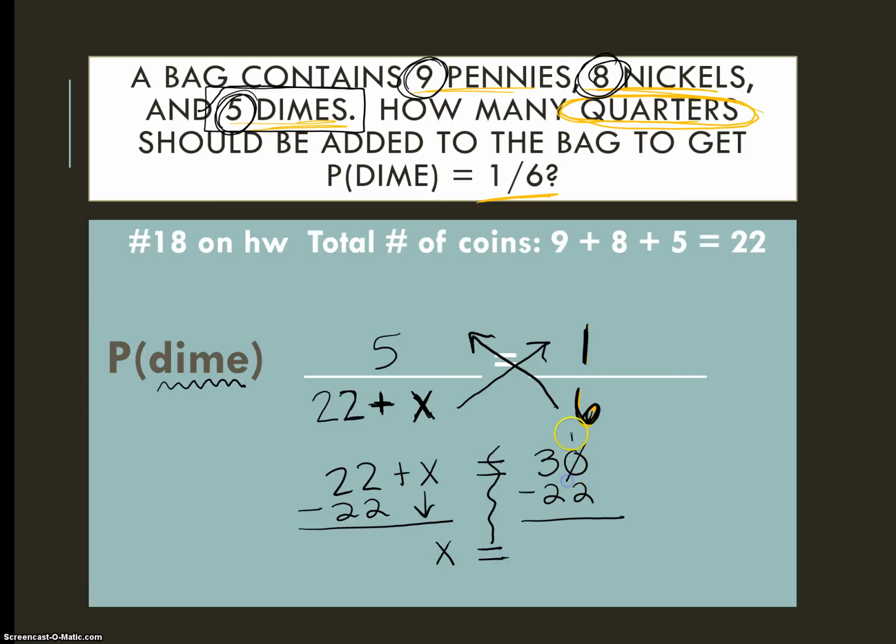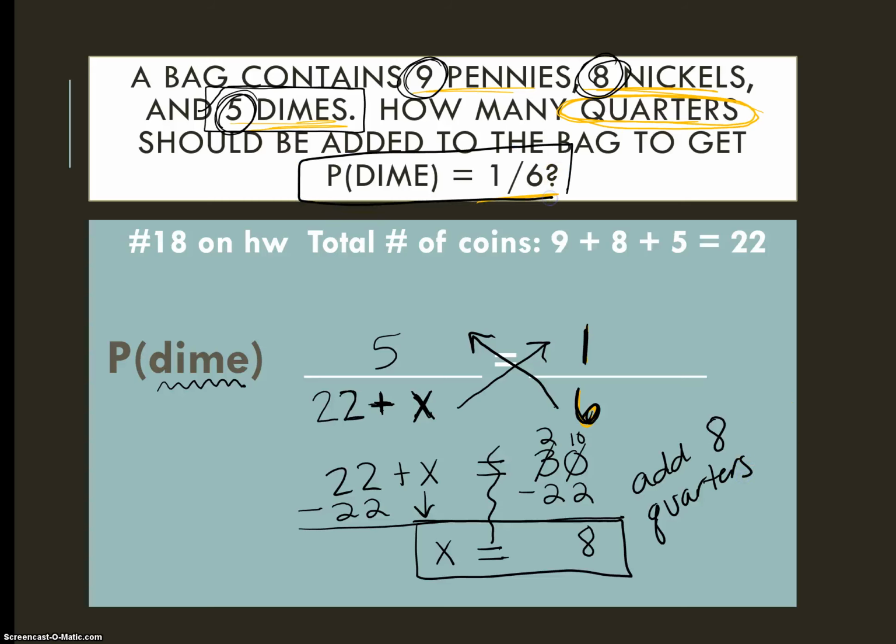And when you subtract, you get a difference of 8. So I would need to add 8 quarters to my bag to have a theoretical probability of drawing a dime to be 1/6.